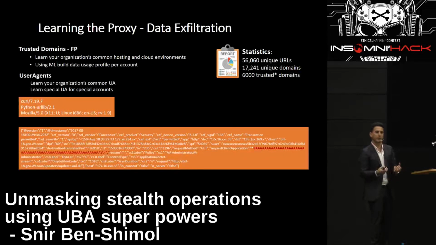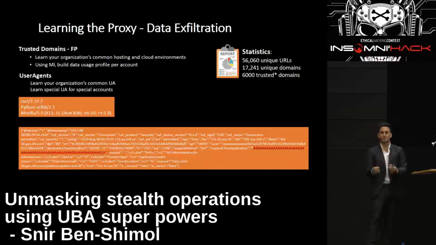Using machine learning. If you look at past data, you can look for the user agents that are used by your organization. The same as we did for the URLs and trusted domains, we can build a profile of trusted user agents. So in this case, you have CURL and Python. Those two user agents were used by the DevOps users.